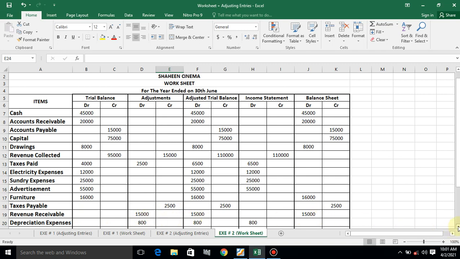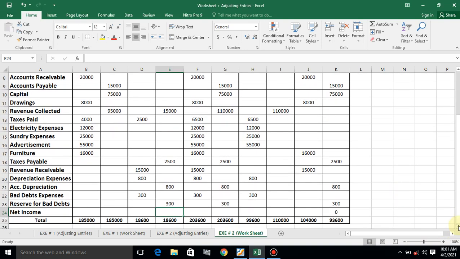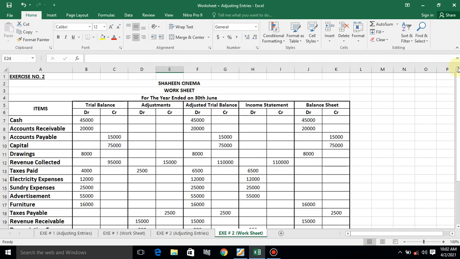Then we have depreciation expenses and accumulated depreciation. These figures will also come as it is. And then bad debts expense and reserve for bad debts will also come as it is in the adjusted trial balance. So you can see, when you add up all the debit side values, you will get 2,03,600, and when you add up all the figures of the credit side, again you will get 2,03,600 rupees. So you can see that both the debit and credit sides are balanced in the adjusted trial balance, which means that our adjusted trial balance is also accurate up till now.